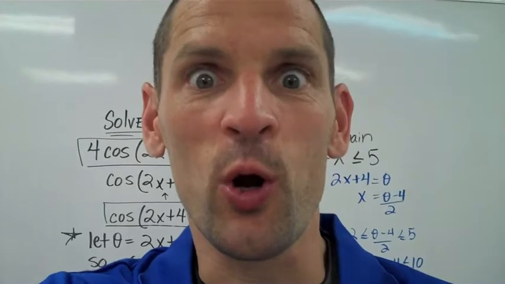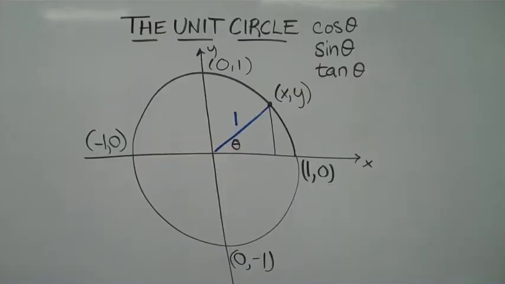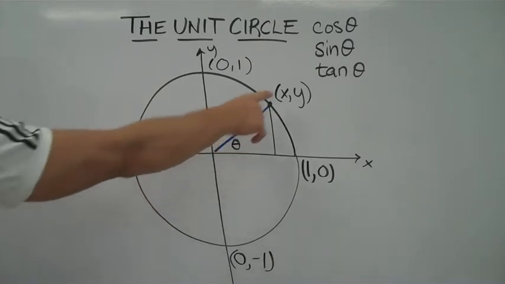In today's lesson, we're going to be talking about the unit circle. Now we will talk about the unit circle. What is a unit circle? A unit circle is simply a circle centered at the origin, 0, 0, with a radius of 1.